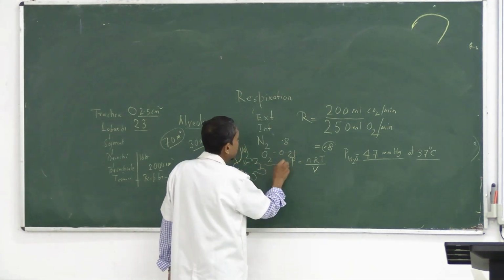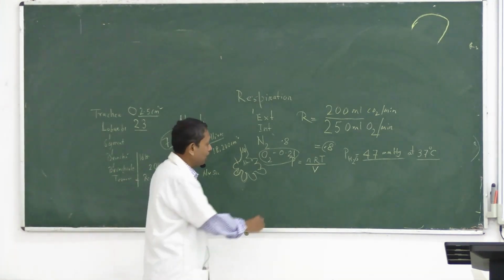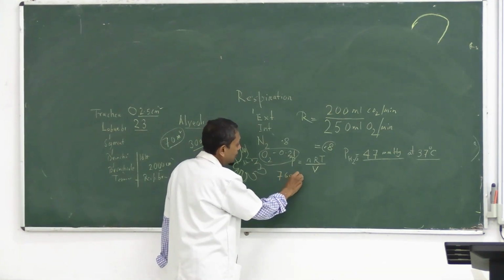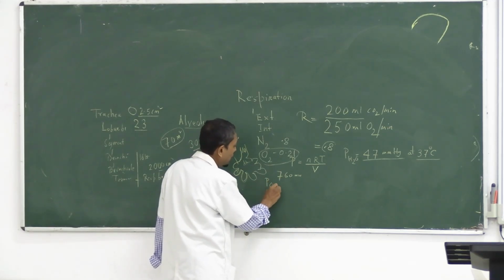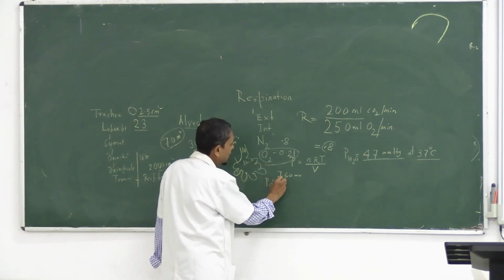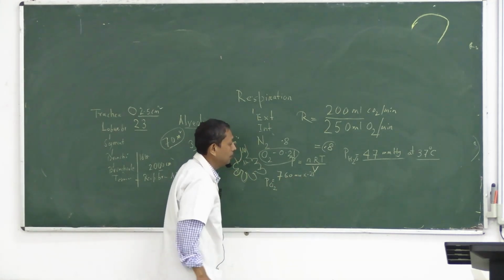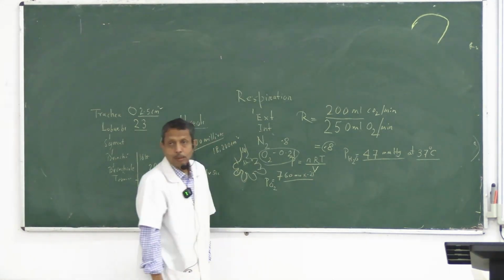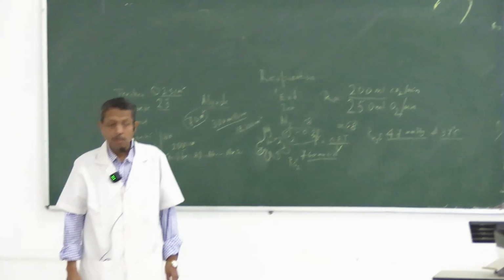So when you consider the PO2 of dry air of atmosphere, when the total pressure is 760 millimeter of mercury, then PO2, partial pressure of oxygen, is obtained by multiplying by 0.21 or so. This value you will get for the dry air. But it is not applicable to that of the alveolar air.